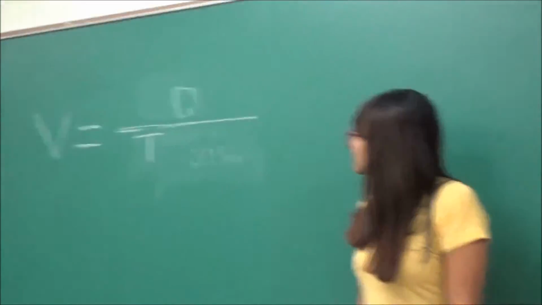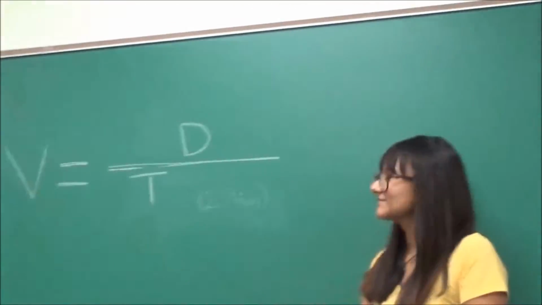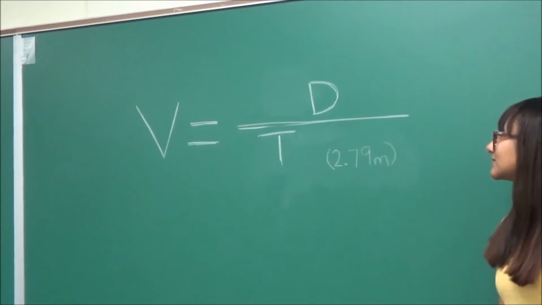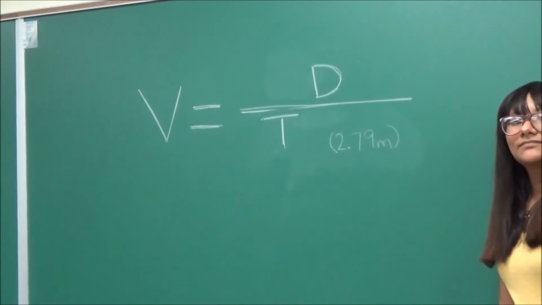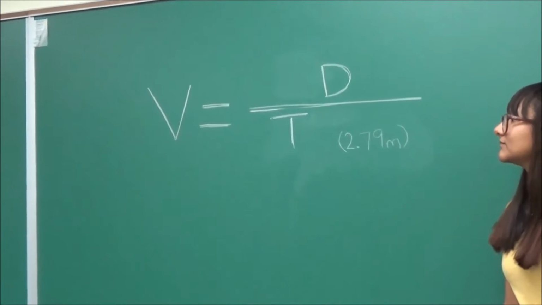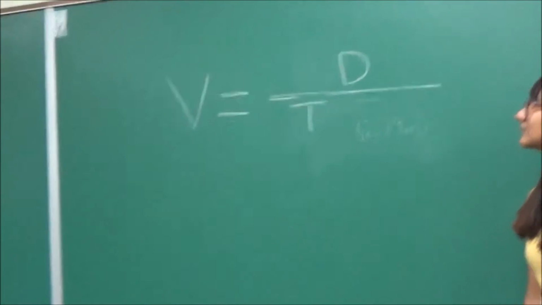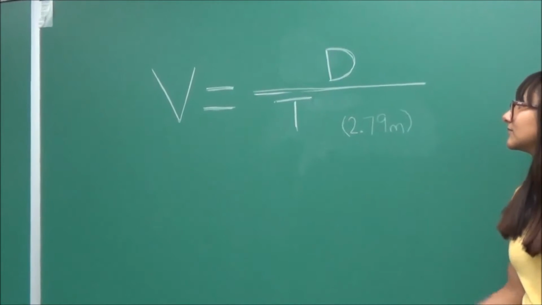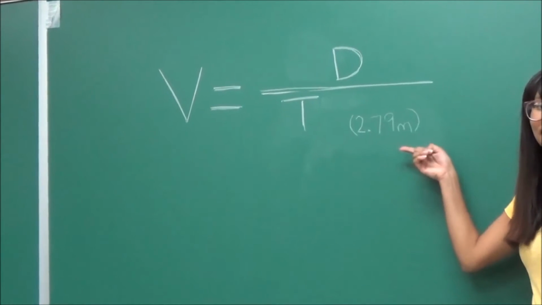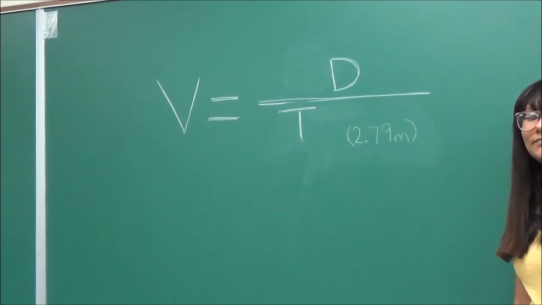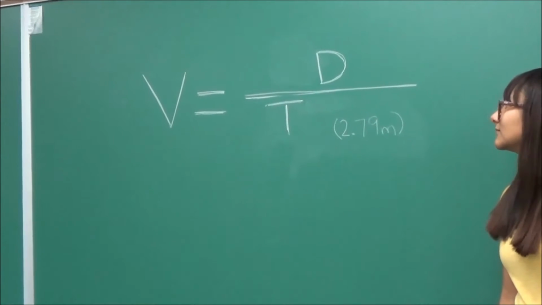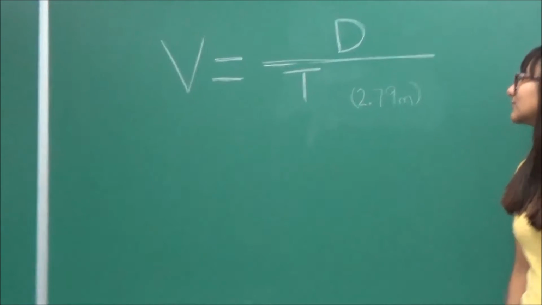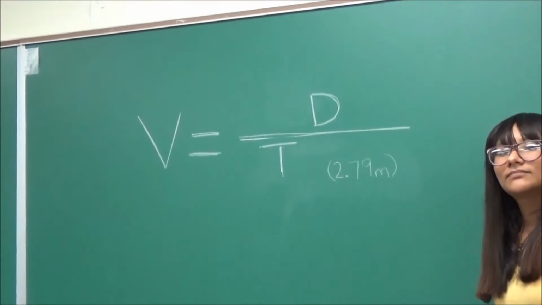We have an equation written on the board, which is velocity equals distance over time. Well, the velocity will be distance over time. The distance is actually 2.79 meters as shown there. We wrote it next to the time, which is technically incorrect. But the distance is 2.79 meters. So we know that. What we need is the time.